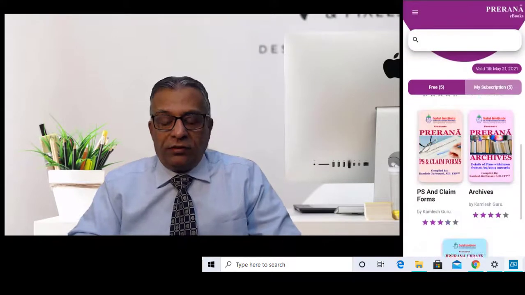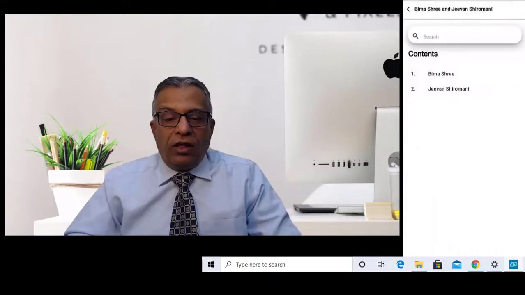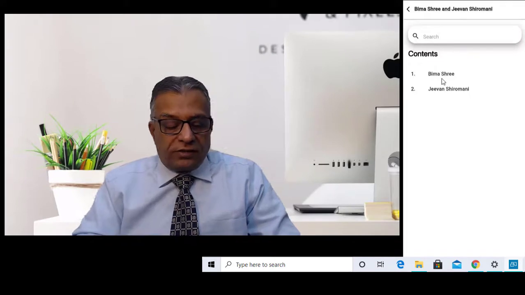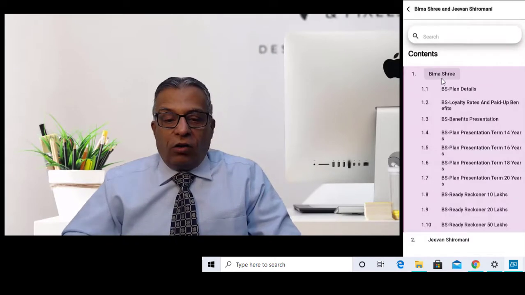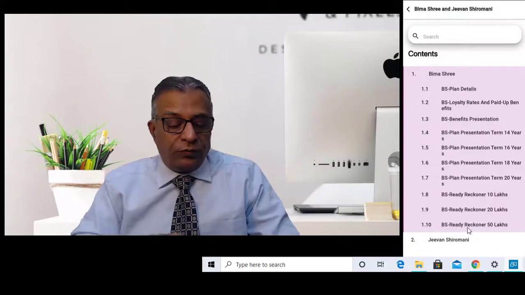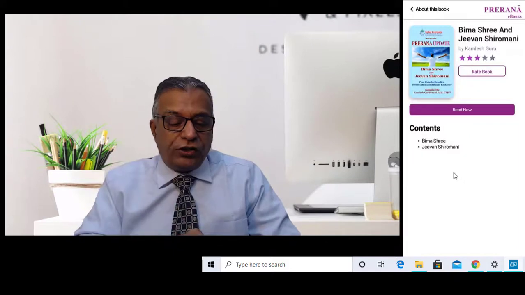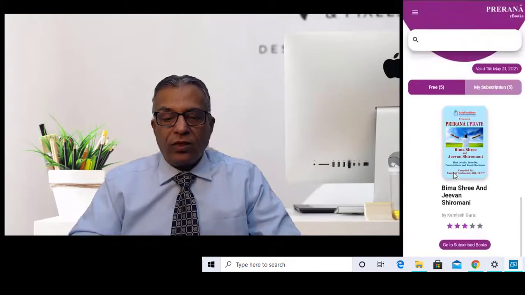And the fifth book under this free section is Bima Shri and Jeevan Shiromani. How to pitch these plans, what the details are, what the loyalty addition rates are, how to pitch the plans. You will get ready reckoners also, that will help you to sell the big ticket plans, Bima Shri and Jeevan Shiromani, with confidence.